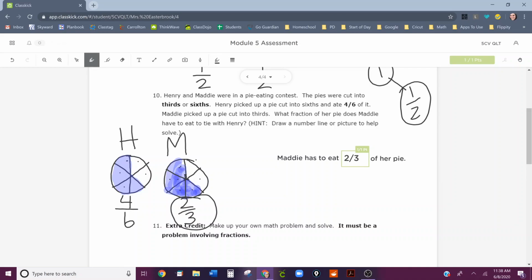Now, this one might have been a little bit harder, especially because we don't draw circles as much when we're dividing fractions, just because it's a little bit harder. So I am going to show you what it would look like on the number line as well, if that was the way you chose to do it.